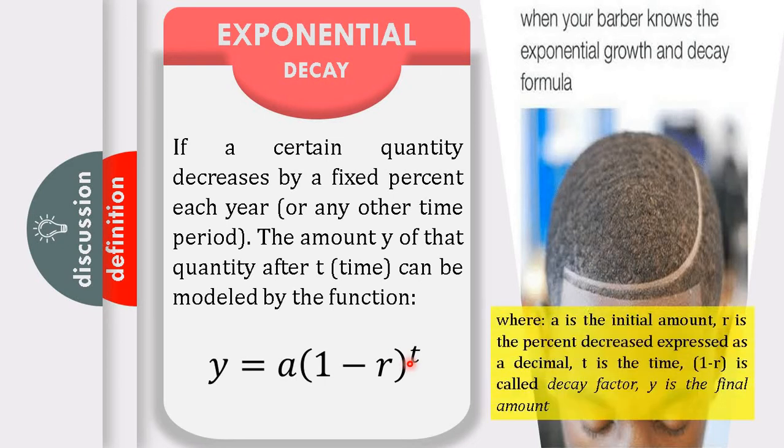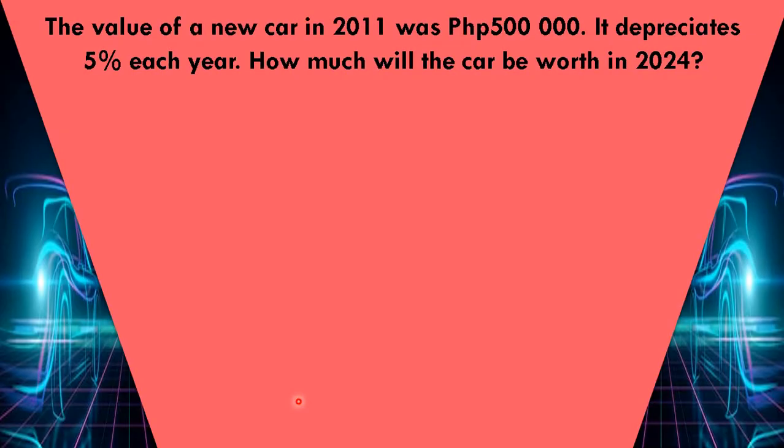So again, where a is the initial amount, r is the percent decrease expressed as a decimal, t is the time period, 1 minus r is called the decay factor, and y is the final amount. Okay? So example number 1.